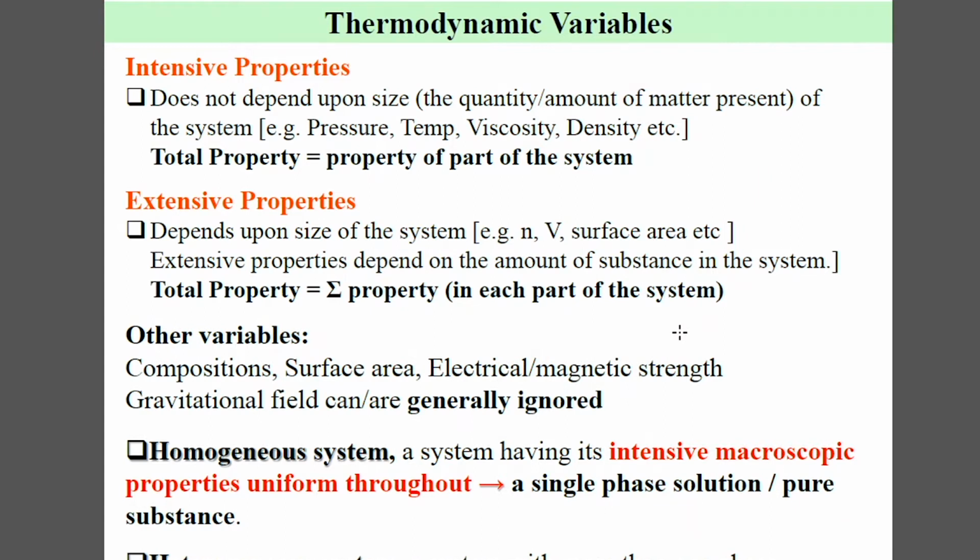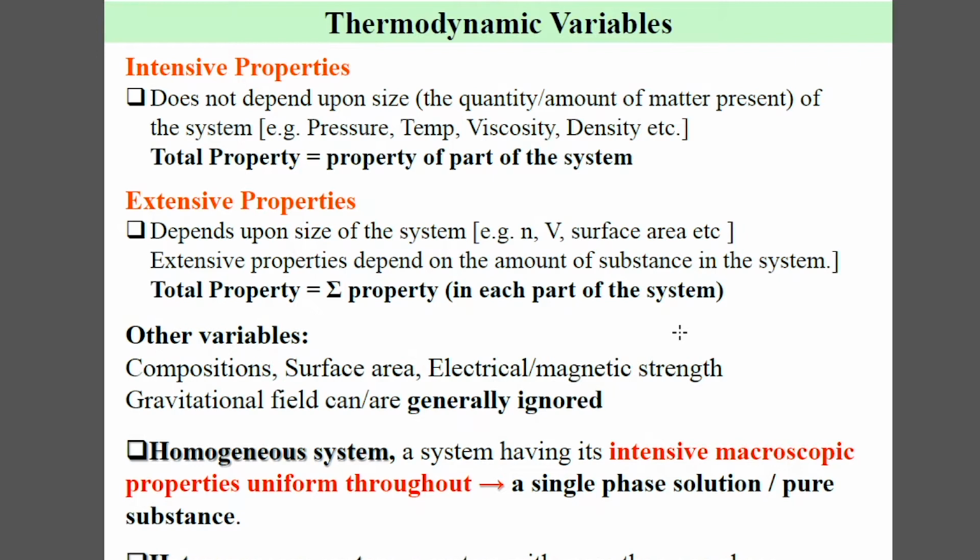What is a homogeneous system? A homogeneous system is a system which has its intensive macroscopic properties uniform throughout the system. That means you can visualize it as a single phase pure solution or a pure substance. Only then does a system become a homogeneous system. And if the macroscopic properties are not uniform throughout the system, then we get a heterogeneous system.